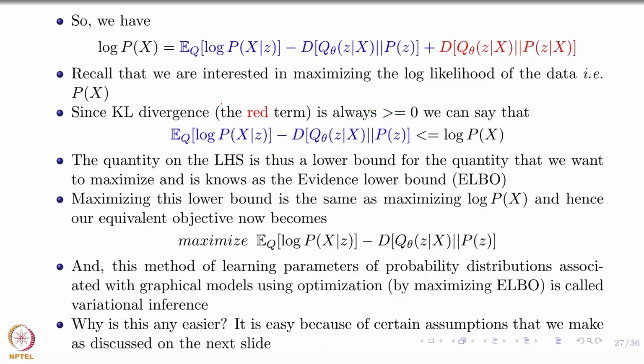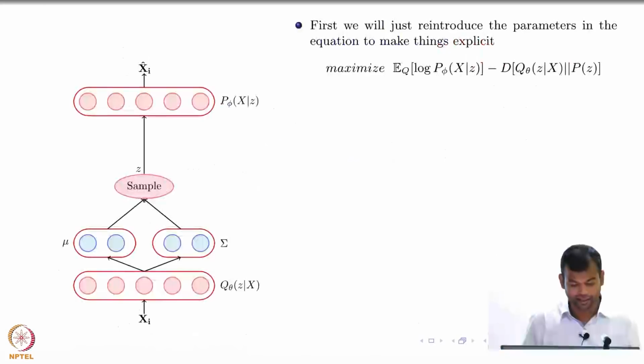Of course, the question is, why is this any easier than working with the original objective function, right? And this would be easier because of certain assumptions that we are going to make. When you're working with graphical models, just deal with assumptions and approximations. Don't cringe every time I use the word assumption and approximation, okay?